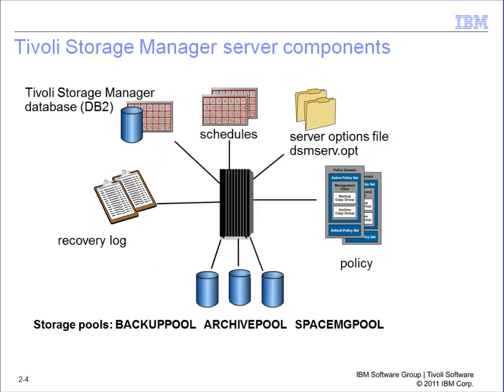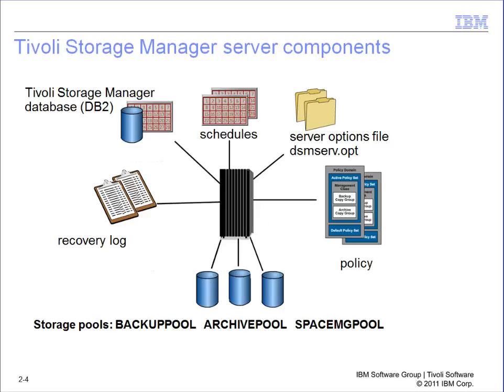You'll have 3 predefined random access disk storage pools: backup pool, archive pool, and space management pool. These storage pools will have a device class predefined as well for disk. These are your destination pools. There's a predefined policy called standard. In the standard policy, the destination for backup data is backup pool, archive data is archive pool.